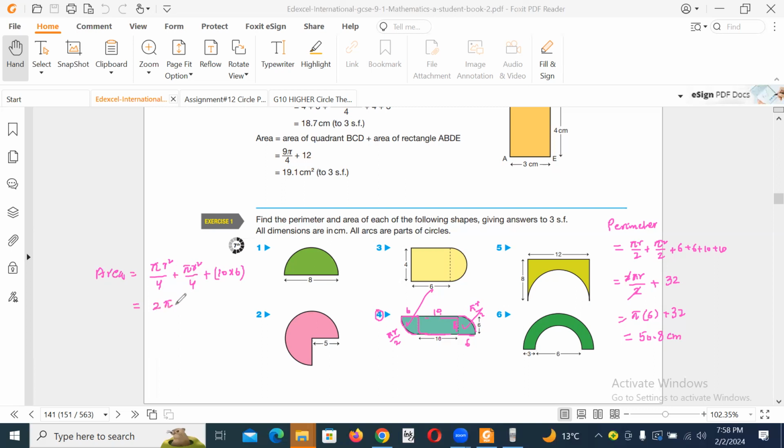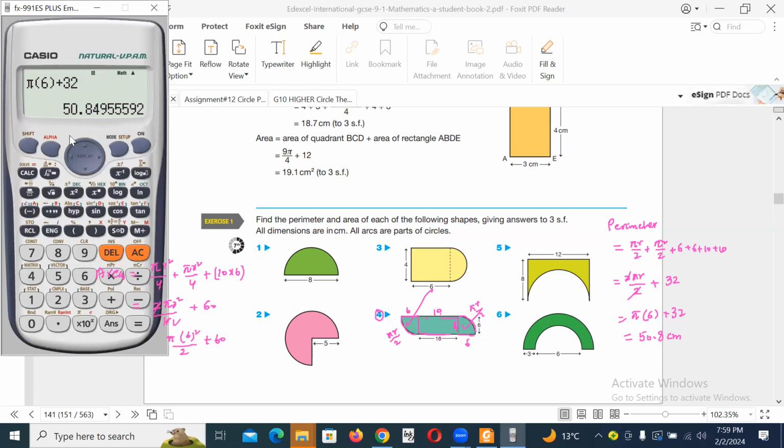Both are the same areas. So 2 pi r squared over 4 plus 60. 2 can cancel 4, so we have pi r squared over 2 plus 60. We can use the value of r as well. r is 6, whole squared over 2, plus 60. So next we can check in the calculator what it's coming. So here we have pi shift pi, bracket open 6 whole squared over 2 and then plus 60.